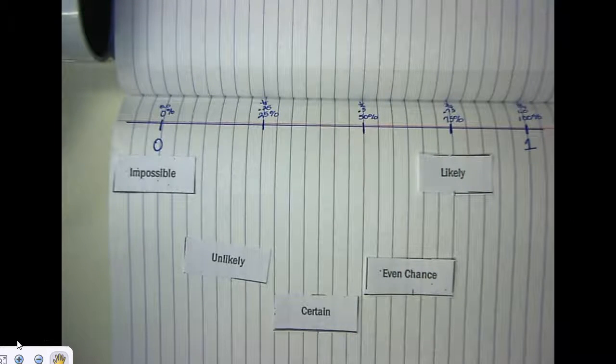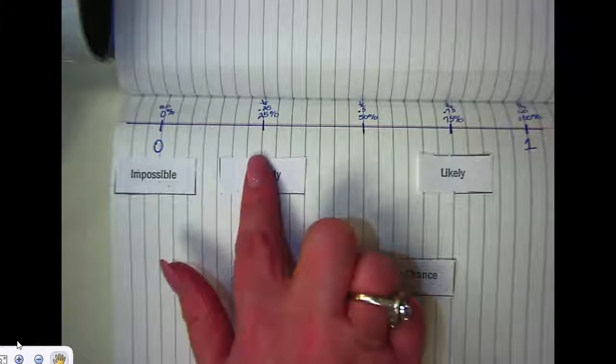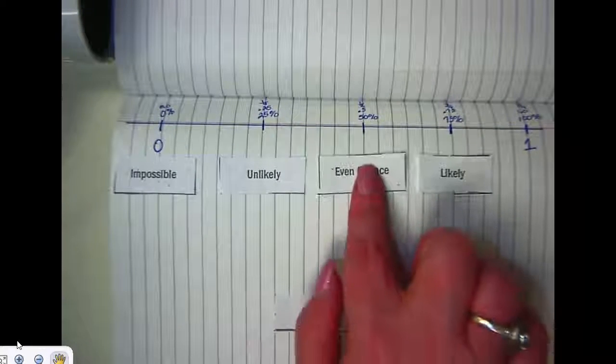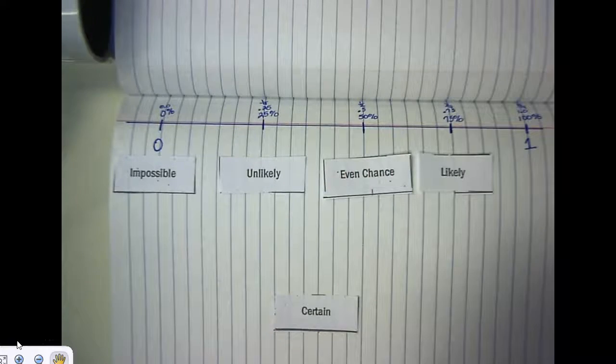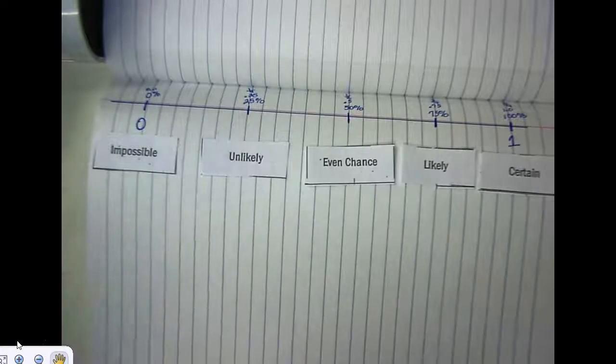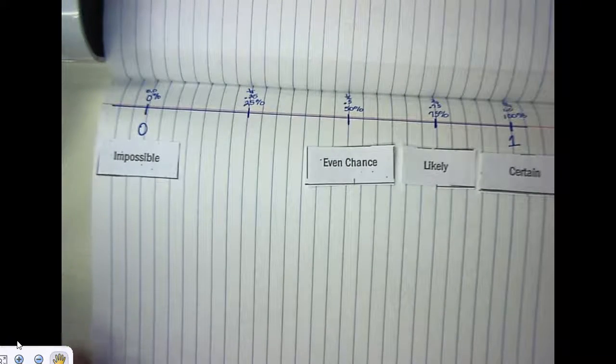All right. Anybody know where one of the other words might go? Clint? Likely might go on the 75%. Let's see. We'll put it there and we'll think about it. I'm not going to glue mine in yet. Anybody else know where something might go? Julie? Unlikely is at 25%. Jared? Even chance. There's a 50-50 chance. It might happen, it might not. And last, Faith? Certain is 100%. It's definitely going to happen. Does everybody agree with those placements? Okay, let's glue those in. Those are definitely where they go.